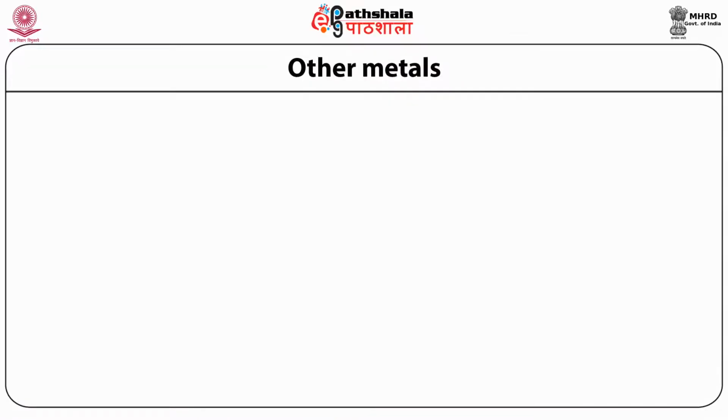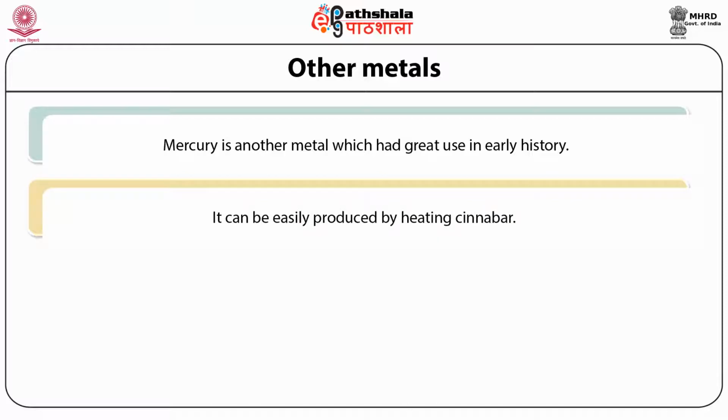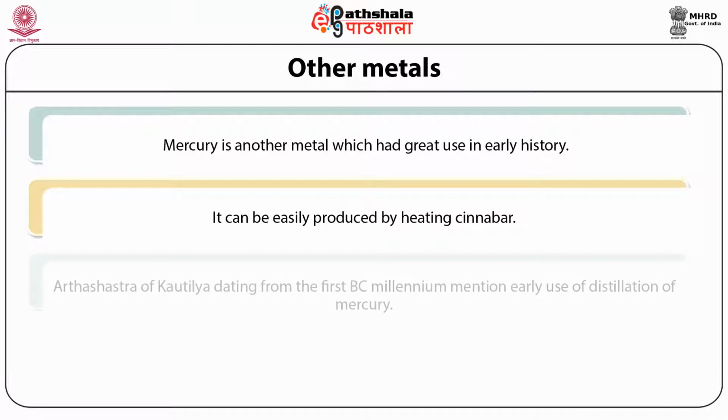Other metals. Mercury is another metal of importance, especially for its alchemical importance in ancient times. It is a volatile metal which can be easily produced by heating cinnabar followed by downward distillation. At room temperature, it is liquid too.